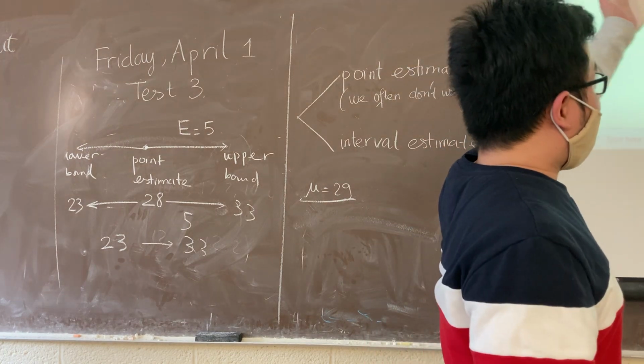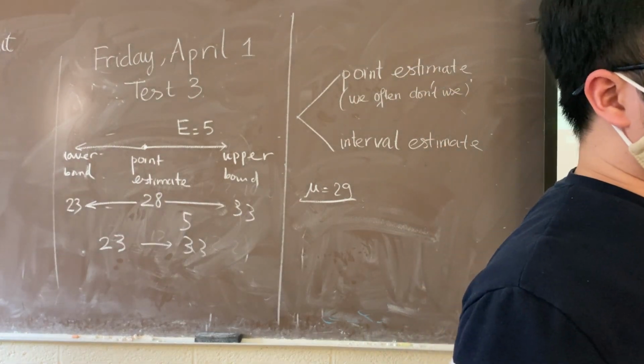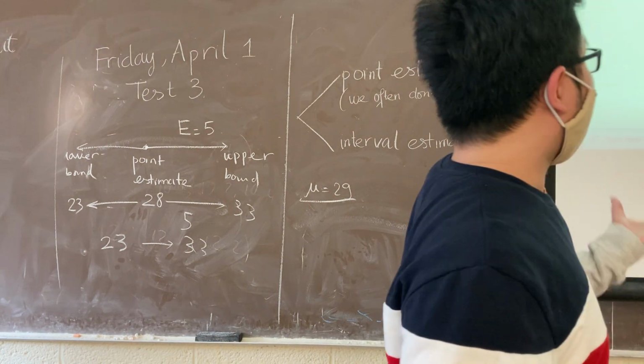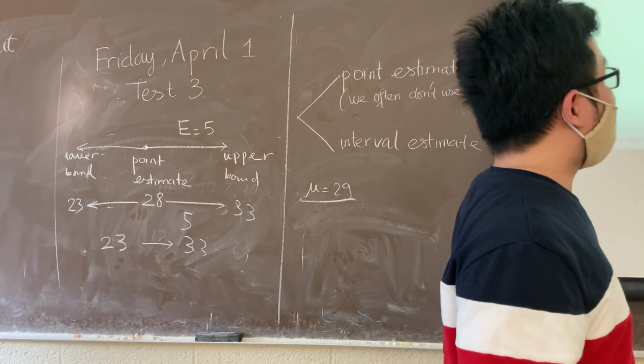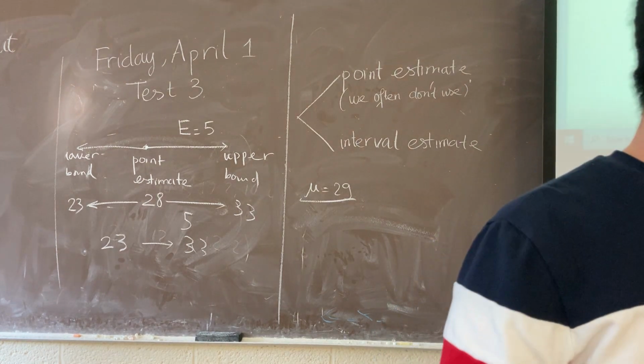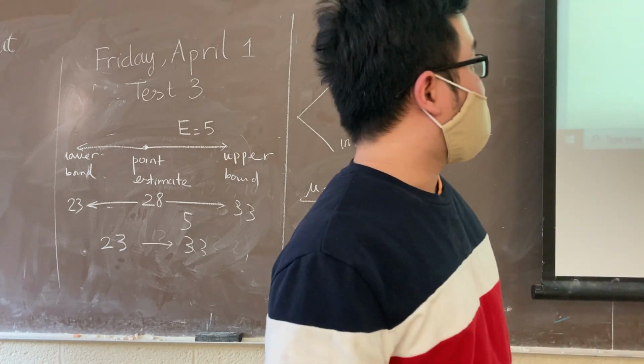Okay, if you know that, we can calculate. And how do we calculate this? I will discuss in the next part. And the third one, we can find the confidence interval for a population mean. Okay, how do we do this? We will discuss later.